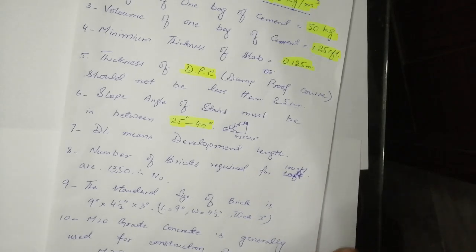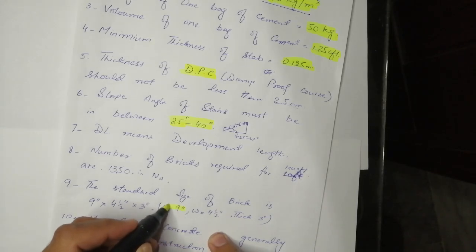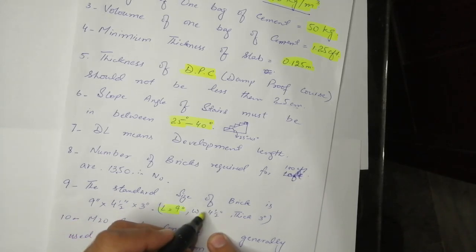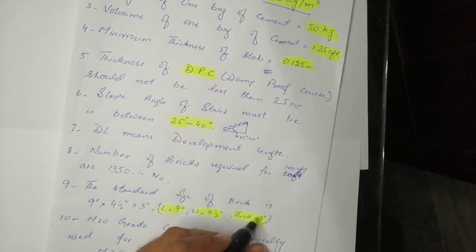The standard size of brick is 9 inches into 4.5 inch and 3 inch. So if I describe it, the length of the brick is 9 inches, width is 4.5, and the thickness is 3 inches.